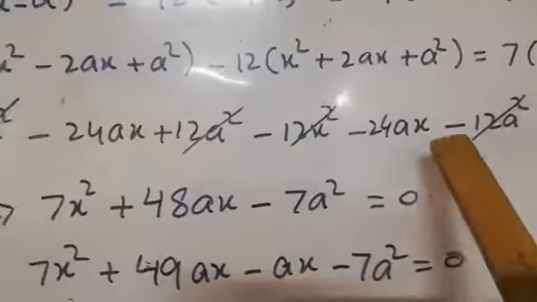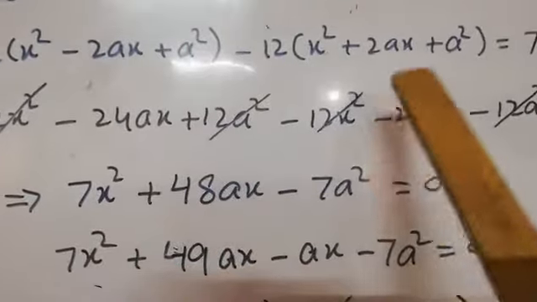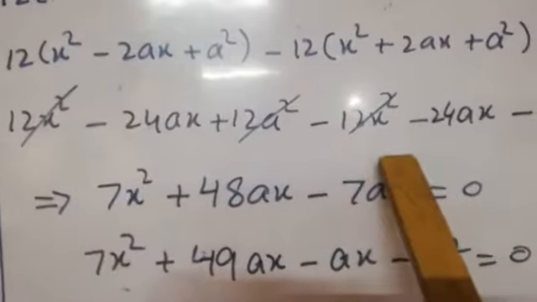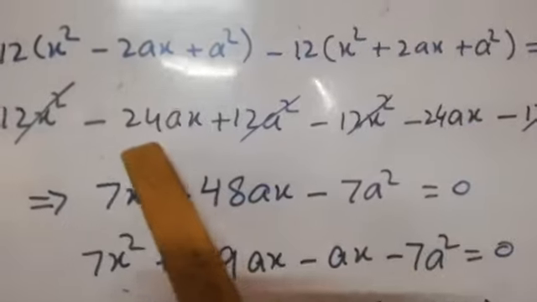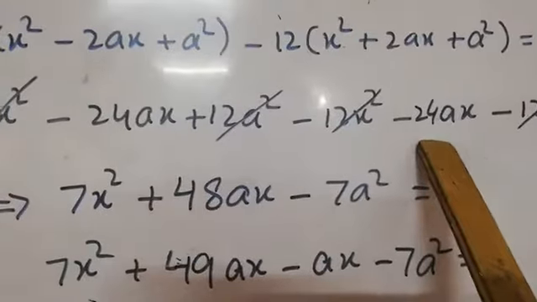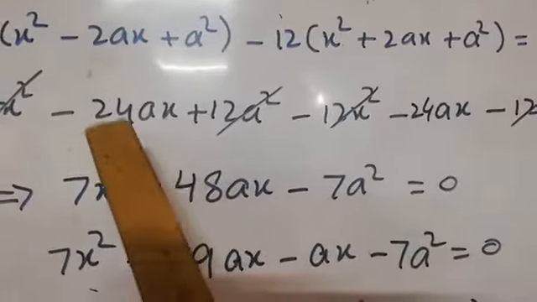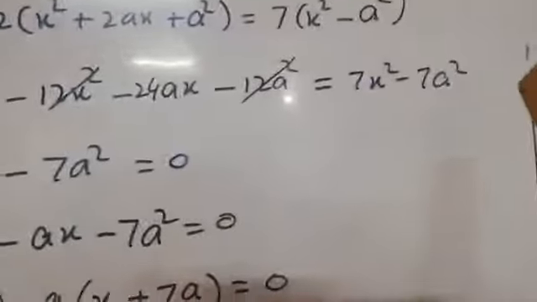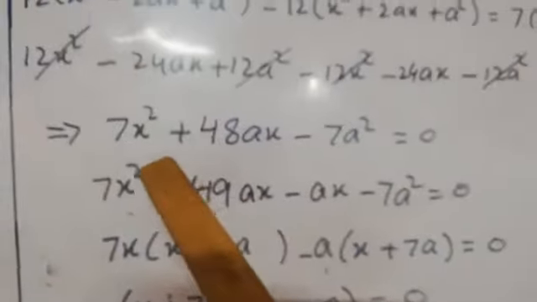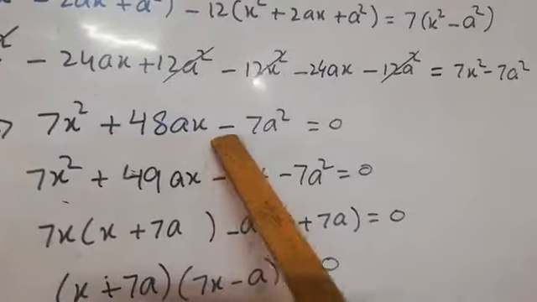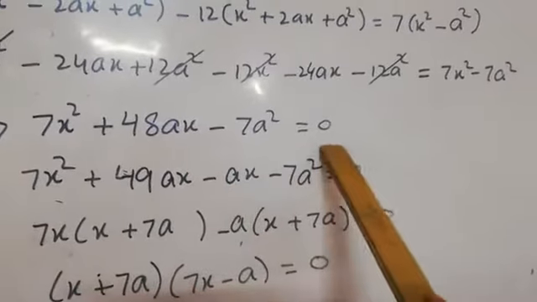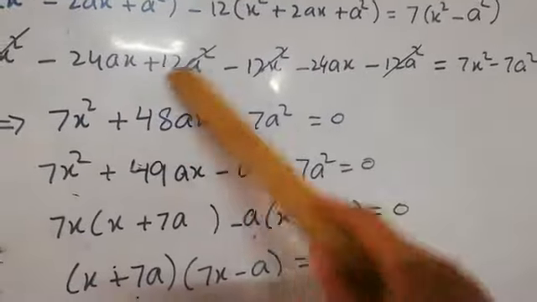Dear students, minus 12a square plus 12a square will be cancelled, plus 12x square minus 12x square will be cancelled. We will get minus 48ax. So we will write all the values to the right hand side. We will write this 7x square plus 48ax minus 7a square is equal to 0. We will write all the values here.